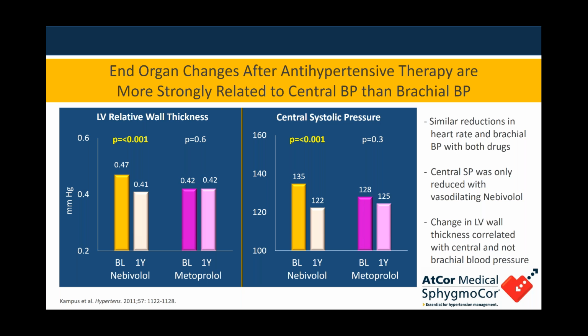But if you look at central systolic blood pressure, nebivolol had a significantly better lowering effect, and this correlated with a significantly lower LV relative wall thickness, indicating again that central blood pressure affects end organs much more effectively than brachial blood pressure. And brachial blood pressure, once again, does not indicate the exposure of pressure that the end organs are experiencing.